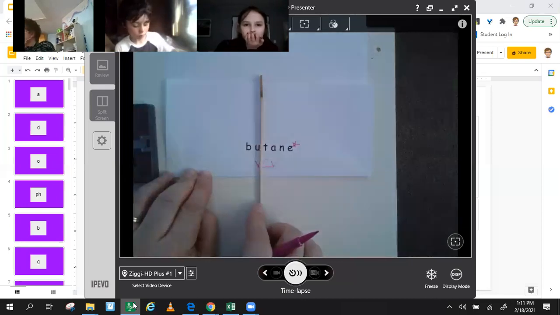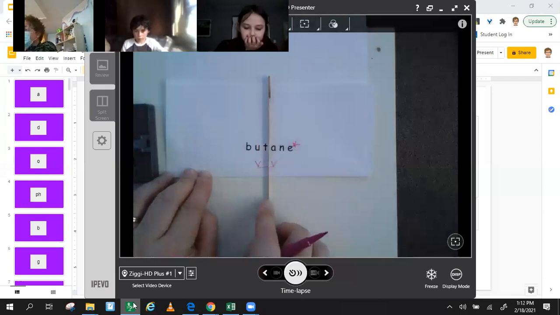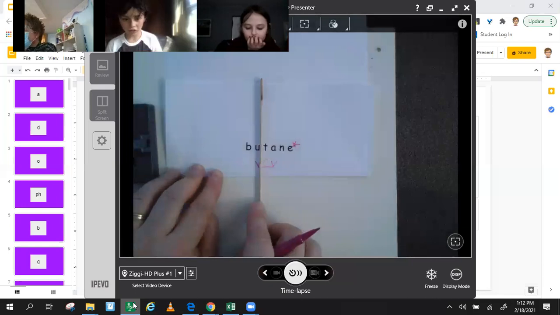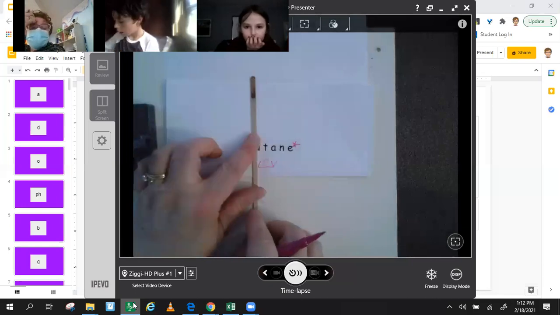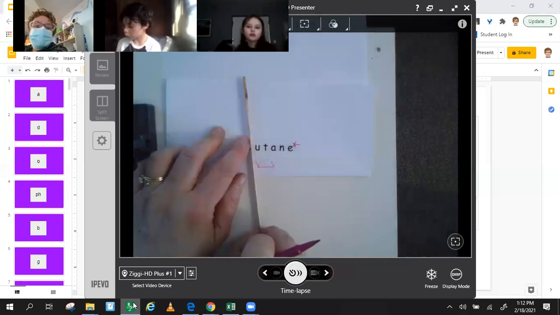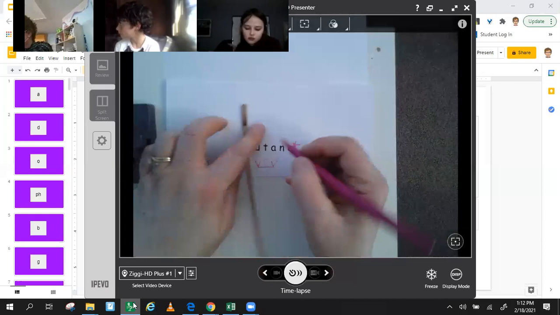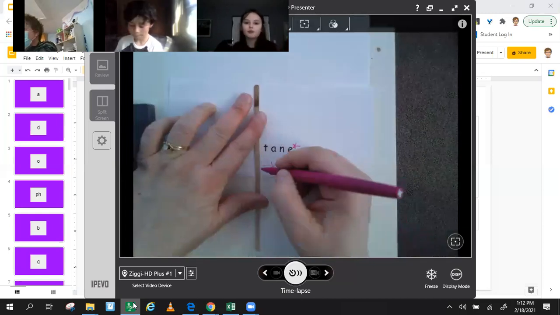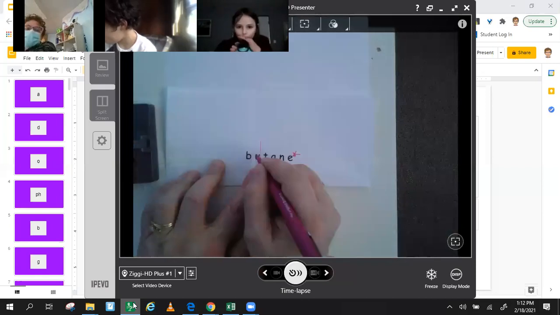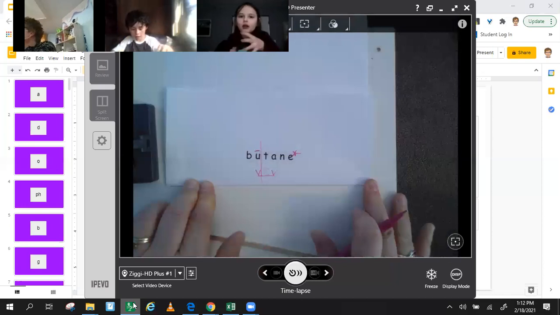What do we think? Which side do we think it goes on? This one's a hard one. Say again, Charlie. Between the U and T. It is between the U and T. Good job, my friend. Right there. It is a long U sound, isn't it? Butane. Butane is a chemical.